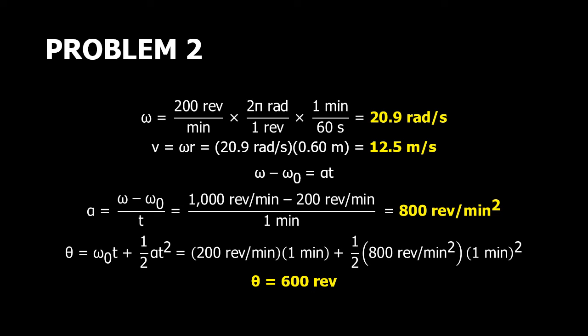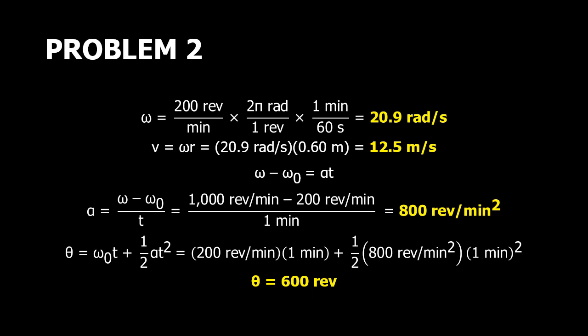Hindi na natin kailangan mag-convert into radians per second since magkamukha naman sila ng units. And ang hinahanap sa problem natin is revolutions per minute squared. So yon. So we divide 1,000 minus 200 by 1 minute.